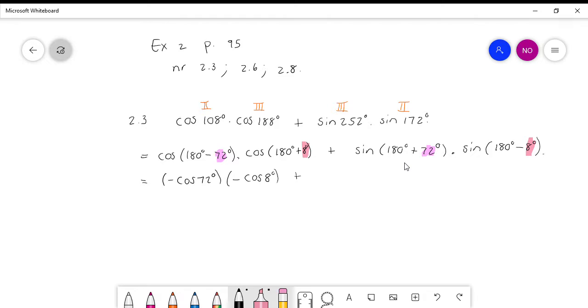Plus, what is sine in the third quadrant? Negative. And what is sine in the second quadrant? Positive. Okay, so now I have cos 72 times cos 8 minus sine 72 sine 8.